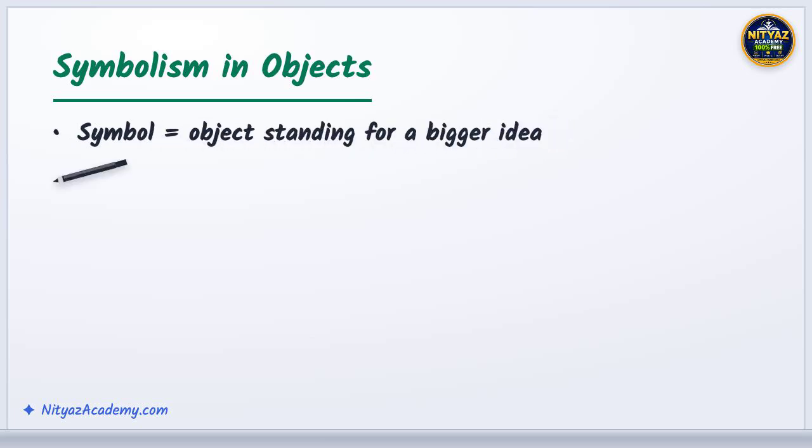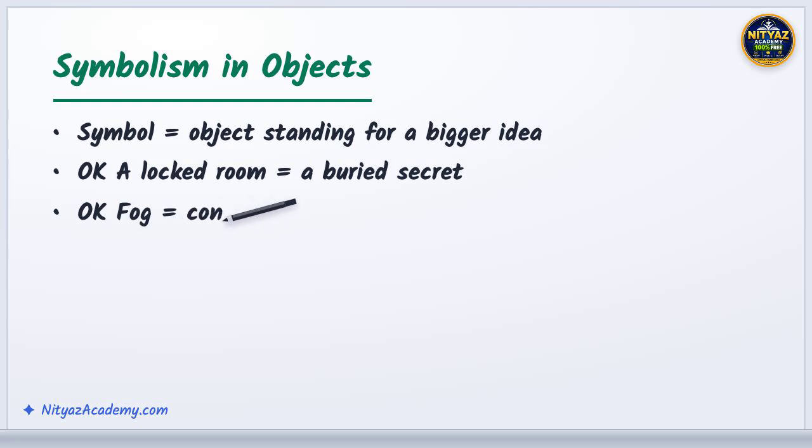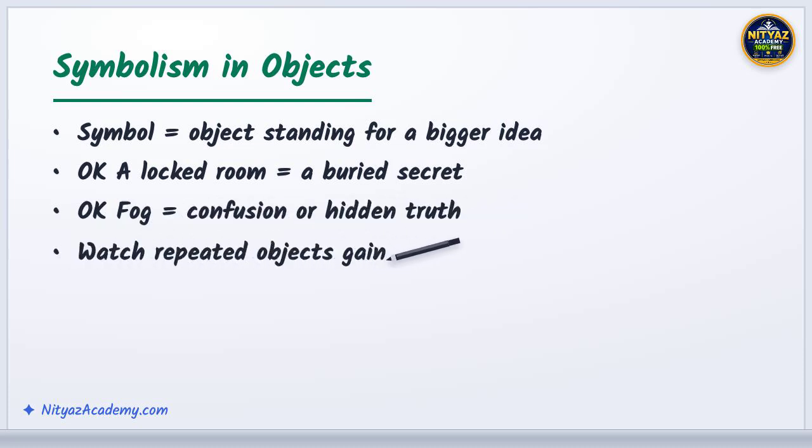Victorian writers load ordinary objects with symbolic meaning. A locked room can stand for a buried family secret. Thick fog can represent confusion or concealed truth. The clue is repetition. When an object keeps reappearing at charged moments, it has become a symbol. Track these recurring images, and you'll uncover themes the author chose to suggest rather than state outright.